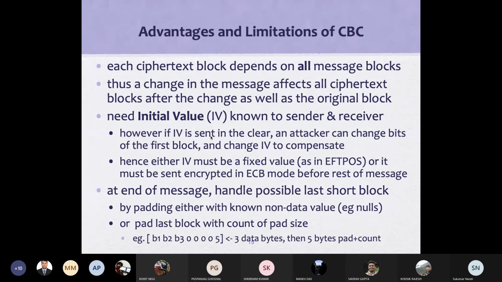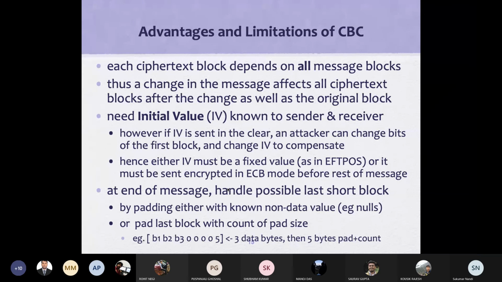So, electronic fund transfer point of sales: that is the place where we use our credit card or debit card at the merchant place, that is called point of sales. The device they use, where we insert the card, is called POS, point of sales, electronic fund transfer point of sales. They either use a fixed value for the IV or they use the electronic code book method.